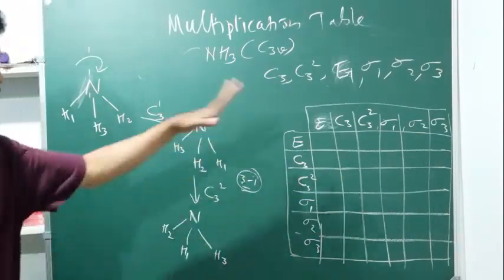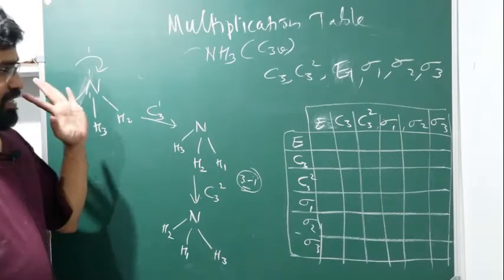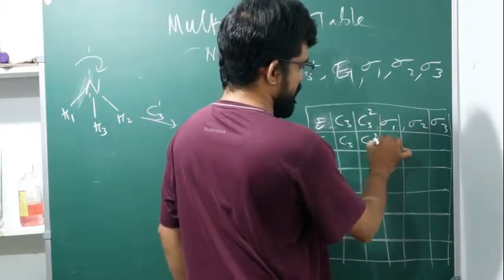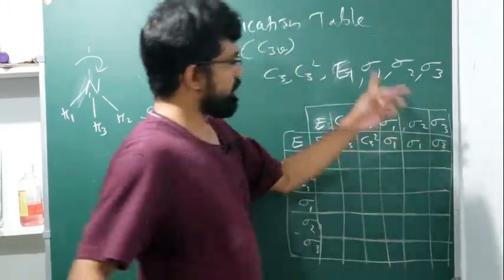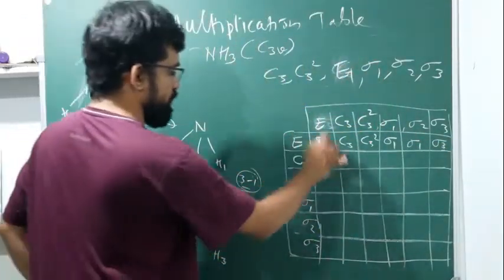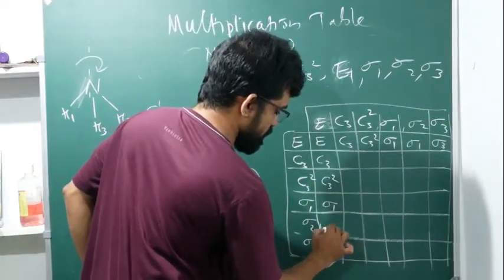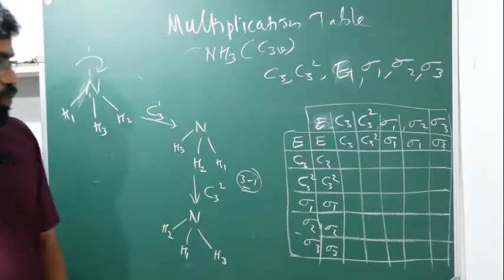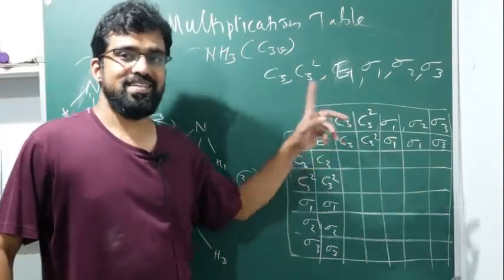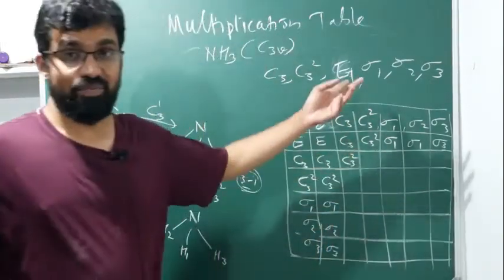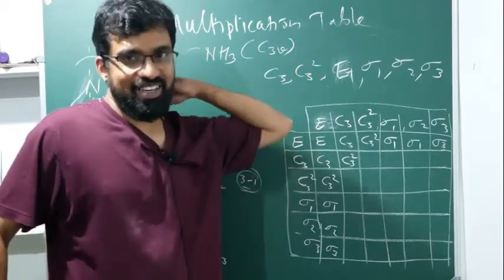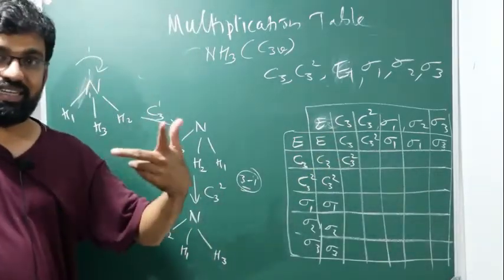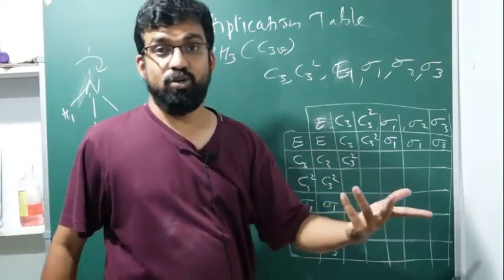Now forget that, and come back to the table. E into E, that is E. E into C3, that is C3. E into C3 square, that is C3 square. With any operation, all the products are in the group. Now C3 into C3, that is C3 square, which is an element in the group, so it is following. C3 into C3 square means C3 cube, that is E.